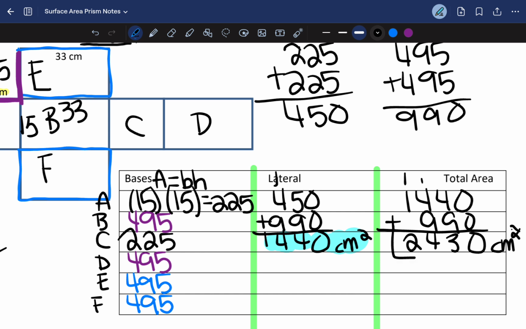And that's it. So if it's asking for lateral surface area, you would just stop and you wouldn't find the area of the bases. If it's asking for total surface area, you would find all the areas and add them up together. All right? So this is for a rectangular prism. Remember, the shape of the base is in the name. So if it's a rectangular prism, the base is a rectangle.